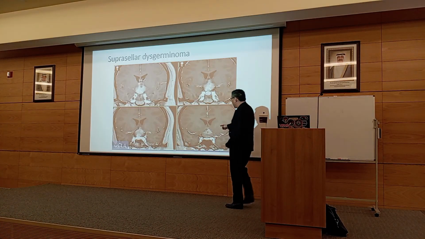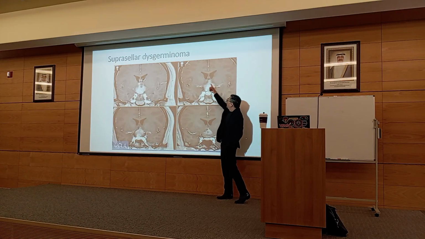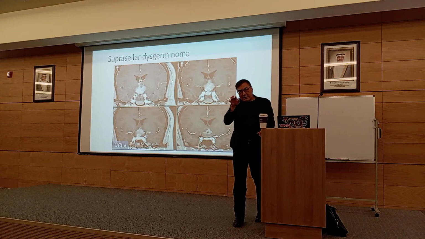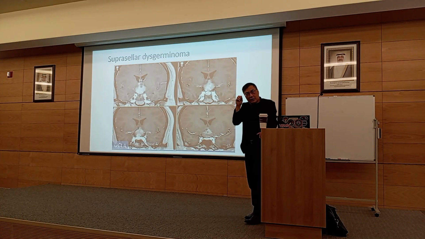The critical feature is involvement of the stalk. You see this infundibulum here? So it's going up the stalk. An infiltrative neoplasm, like dysgerminoma, can crawl up your stalk. The pituitary adenoma, the cranio, and the meningioma don't cause infiltration of the stalk.